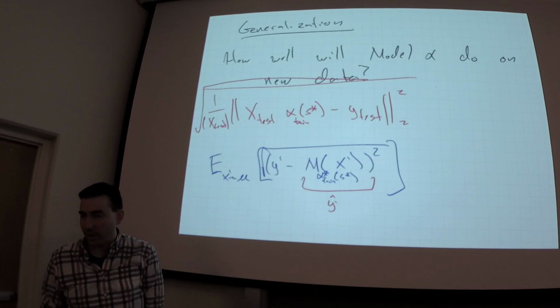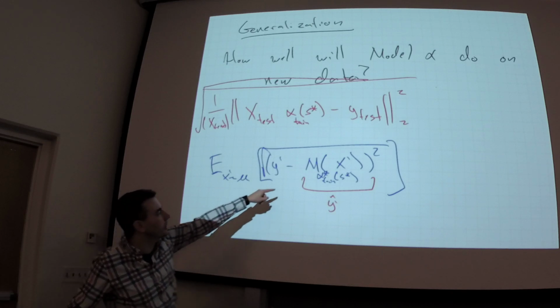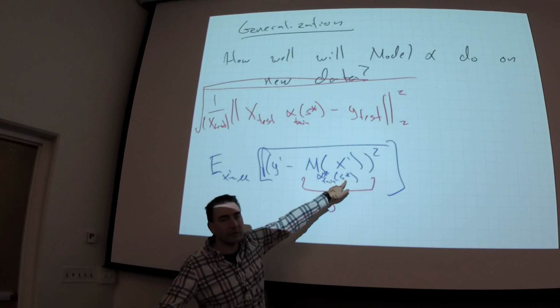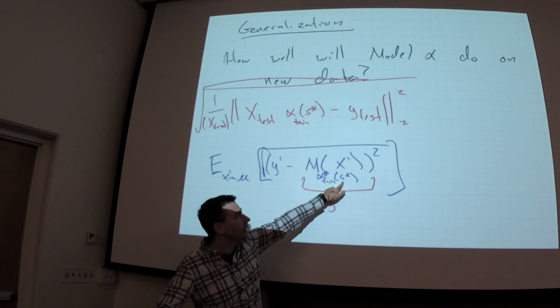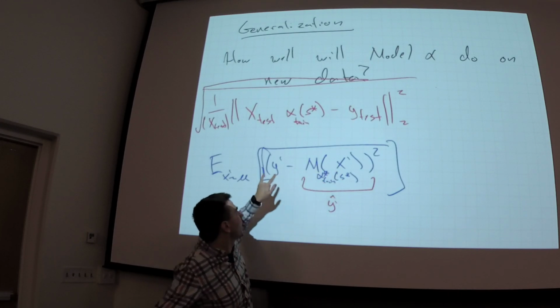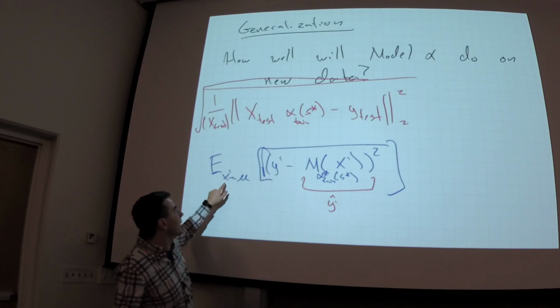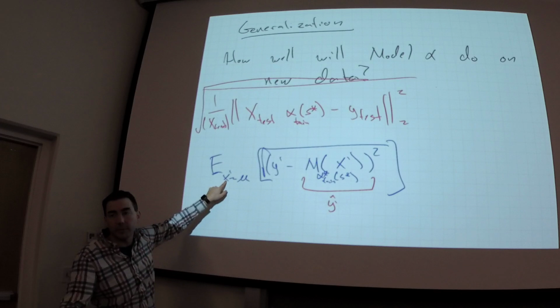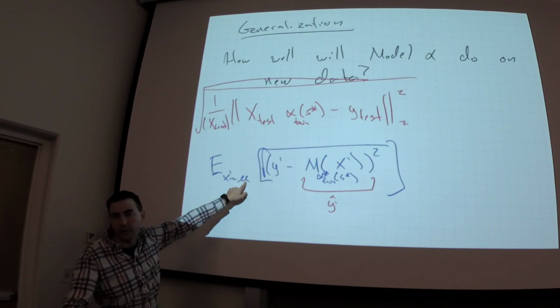This is y prime hat. This is my prediction. I found a model using my training data. I chose the S star using the testing data. I predicted with this model, and now I compare it against this and look at the expectation of this value over a new data point drawn from this unknown model. Is this going to give me a good answer?